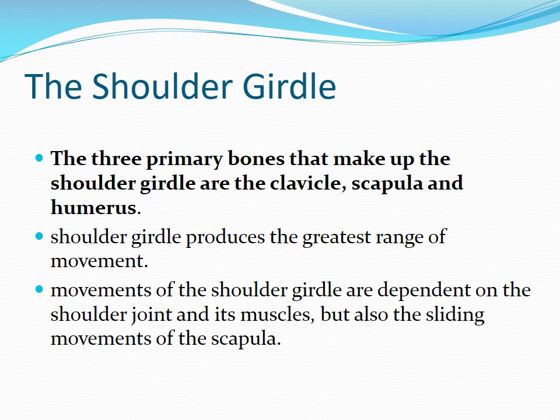Okay? So the shoulder girdle, especially the humerus, will provide the greatest range of motion. The movements of the shoulder girdle are dependent on the shoulder joint and its muscles. So once again, the humerus moving in that ball and socket joint. But also some of the movement will come from the sliding movements of the scapula. So remember I mentioned before the scapular movements on the rib cage of elevation, depression, protraction, retraction, and upward rotation.